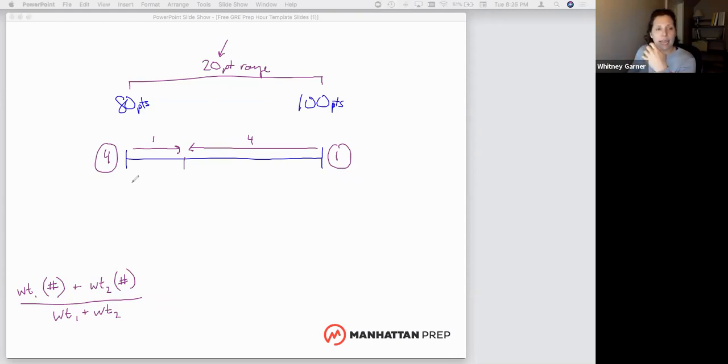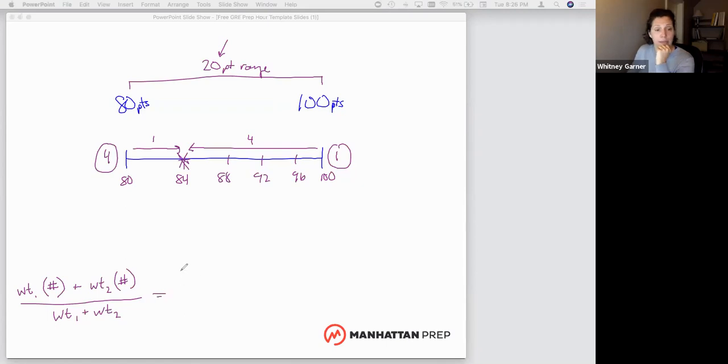So if this is an 80, this would be an 84. And I didn't draw this terribly well, but then this would be 88 and 92 and 96 and 100. And so my average this time, and feel free to check it with the formula, my average this time better show up as an 84. Definitely more to the left.